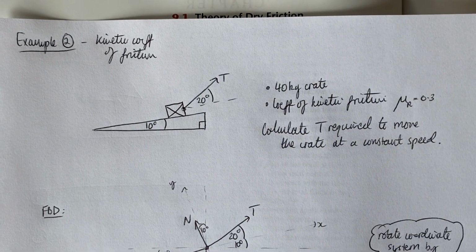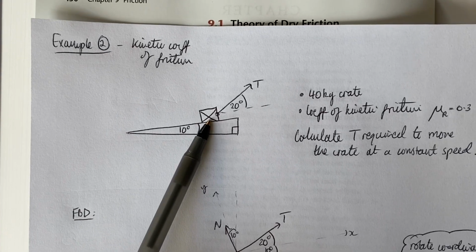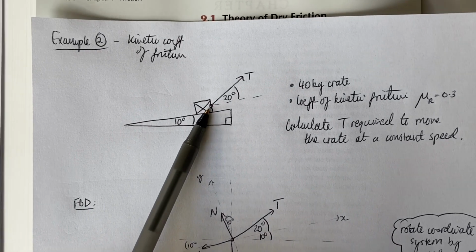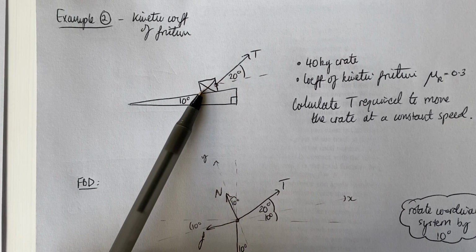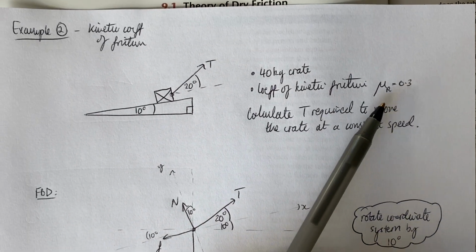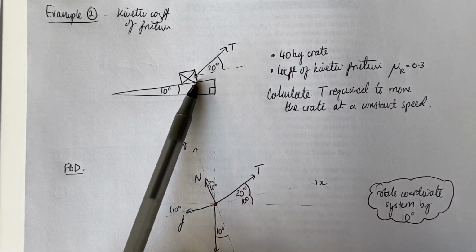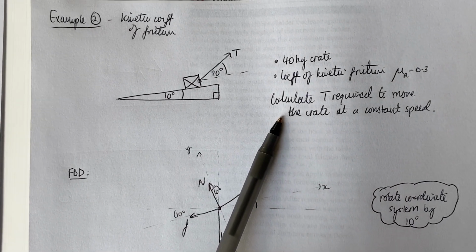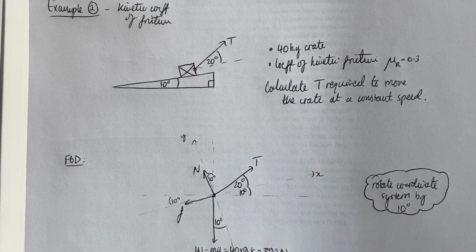In this case, we've got a very similar setup to what we had before. We've got a box of 40 kilos resting on an incline of 10 degrees this time. And then we have a rope attached to the box at an angle of 20 degrees, which is pulling it up the slope. We're given the coefficient of kinetic friction as 0.3. And the question is to calculate the tension T required on the rope to move the crate at a constant speed. That's the giveaway that we need to use the kinetic coefficient of friction rather than the static one.